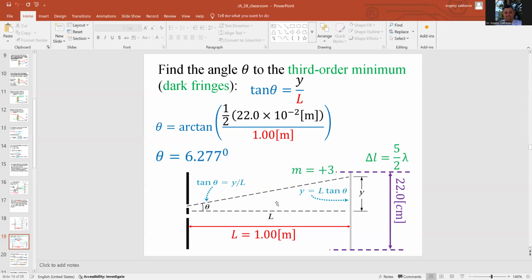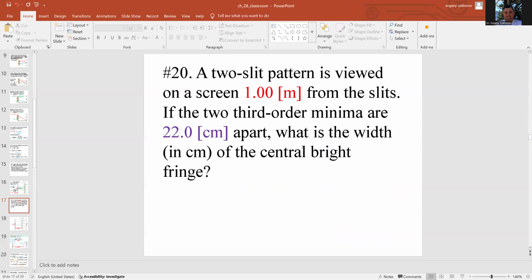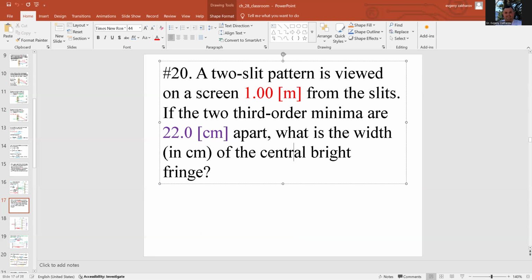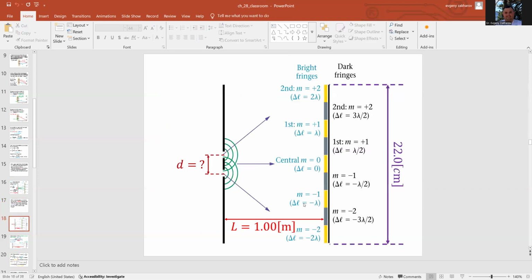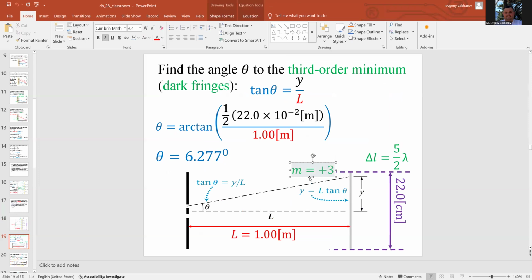Once you figure out the angle, it's easy to work out any fringe. It can be number 1, number 2, number 3, doesn't really matter. What we have here is the third order minima, and we want the central bright fringe. So third order, so m is 3. Delta L is therefore 5/2 of the lambda, so it's lambda over 2 for the first one, 3 lambda over 2 for the second one. So for the third one, it's going to be 5 lambda over 2.